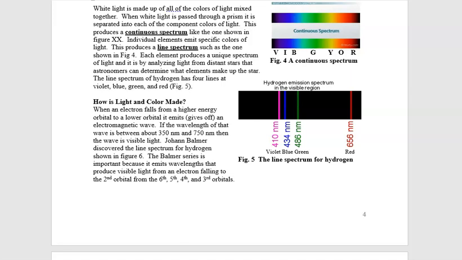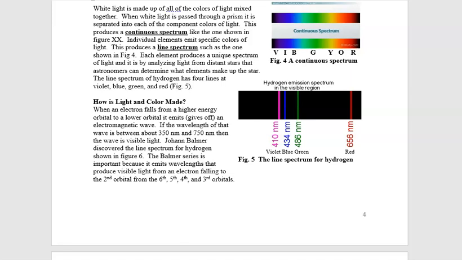They're going to give you this continuous spectrum of all these different colors of light. However, what about if just one single type of element is involved? Then this produces a line spectrum such as the one shown in figure 5. Those figure numbers got mixed up a little.